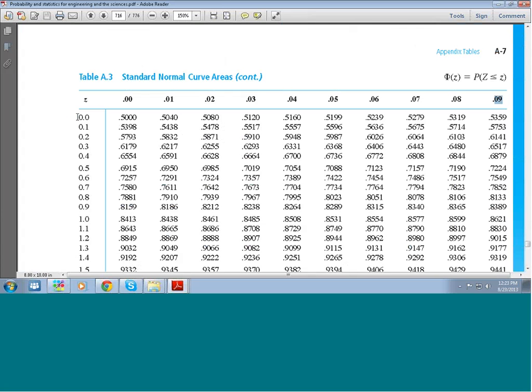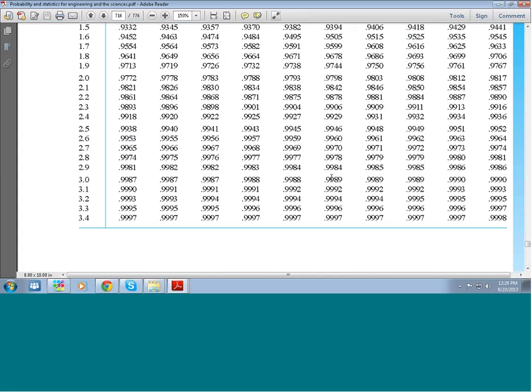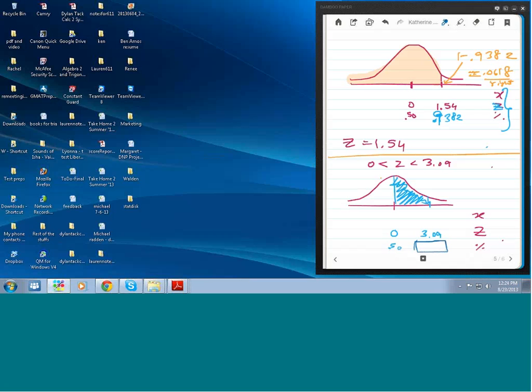This would have been 0.09. This point would have been 1. This would have been 1.09, right? So you have to go all the way down, and you can see this must be 3.09. So it's 0.999. So you plug it in, 0.999. So what does this picture tell you?